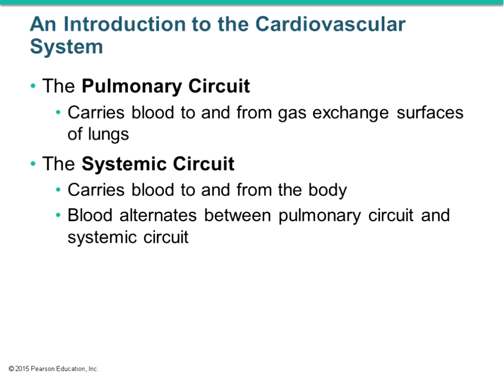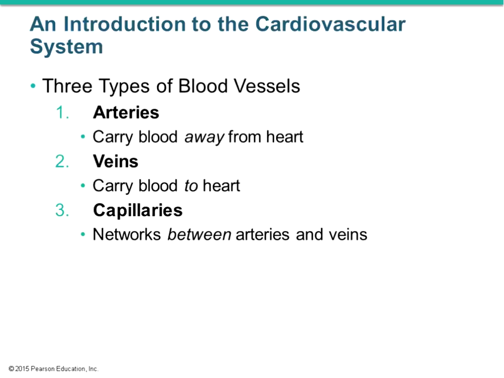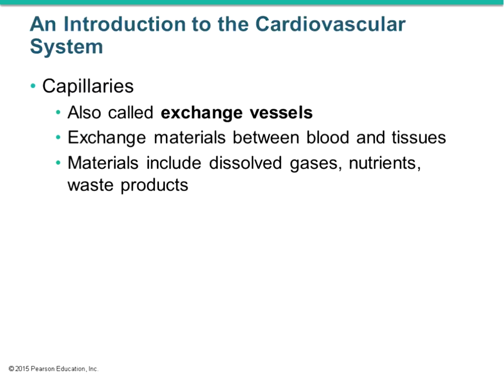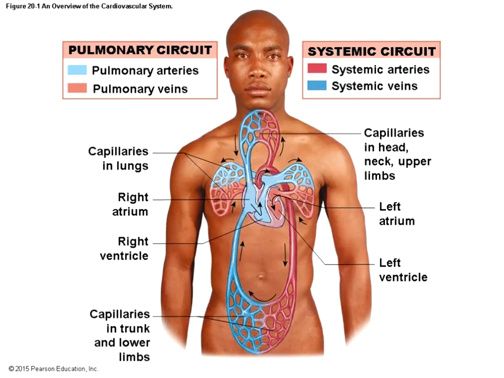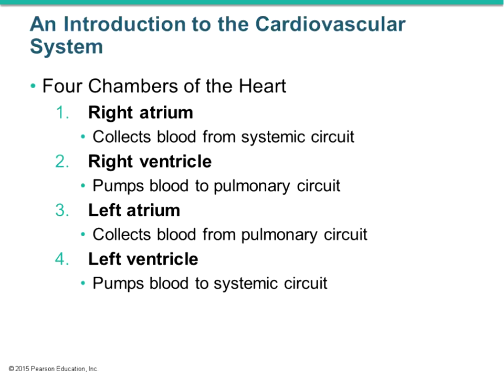So we talked about this in lab, so I'll move through these, but those are the pulmonary circuit and the systemic circuit. We talked about the different types of blood vessels, and the capillaries or exchange vessels. So you want to make sure you review the pulmonary circuit and understand what we mean by pulmonary arteries and veins and systemic arteries and veins from that standpoint.